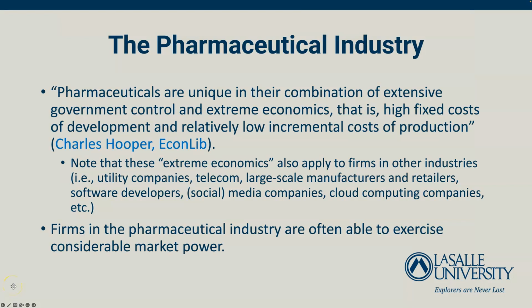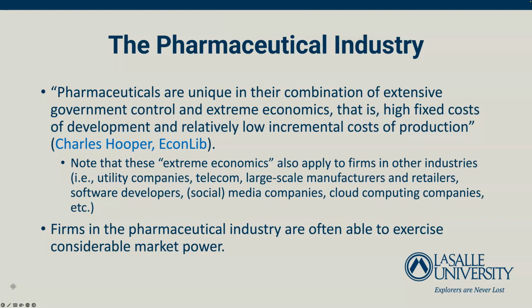So we should note that pharmaceuticals tend to have relatively high fixed costs of research and development and relatively low incremental or marginal cost of production. And so they have a monopoly position and what Charles Hooper calls these extreme economics. But if you look, these extreme economics also apply to firms in other industries, say utility companies, telecom companies, large-scale manufacturers and retailers, software developers, social media companies, cloud computing companies, and so forth.